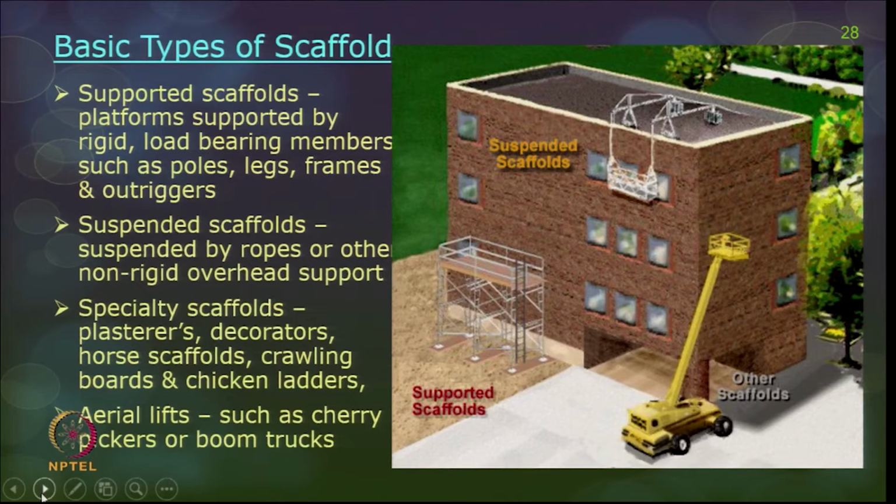Now, let us move on to types of scaffold. Researchers have classified scaffolds into 3 types. Number 1 is the supported scaffold, which is called the conventional scaffold. Supported scaffolds are either fixed to the ground or mobile, and can still be firmly fixed to the ground. These have platforms supported by rigid load bearing members such as poles, legs, frames or outriggers, and they are either mobile or permanently fixed to one place.